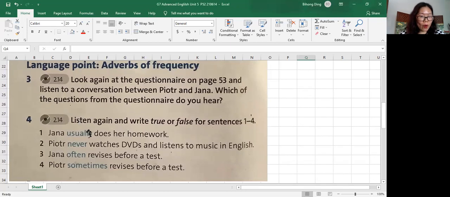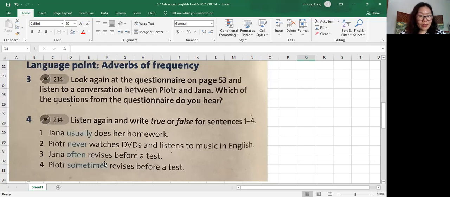Let's take a look at these 4 adverbs. Can you read after me? Usually, never, often. For British English, it's often, but for American English, they pronounce it often. Either way is okay. The last one, sometimes.